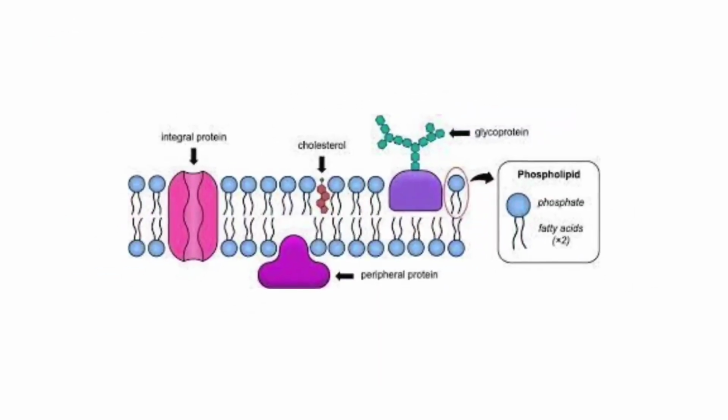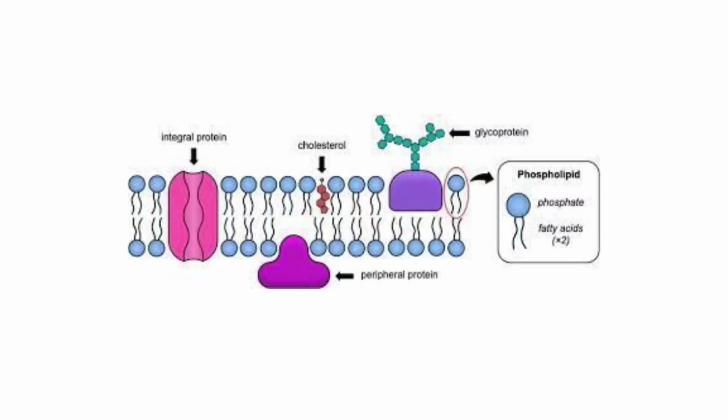Let's now talk about membrane proteins. Two types of protein are recognized according to their position in the membrane. Proteins that are found embedded within the membrane are called intrinsic or integral proteins. A second type of protein molecule is the extrinsic protein or peripheral protein. These are found on the inner or outer surface of the membrane.